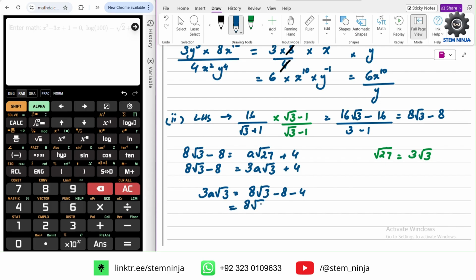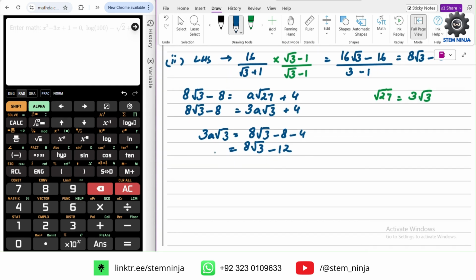So 8 root 3 minus 12, now divided by 3 root 3. So a would be 8 root 3 divided by 3 root 3 minus 12 divided by 3 root 3. For the first one, it just becomes 8 over 3. For the second one, 12 over 3 root 3 is 4 over root 3, and 1 over root 3 becomes 4 root 3 over 3. Oh, sorry, the first one is just 8 over 3. Sorry, my bad.